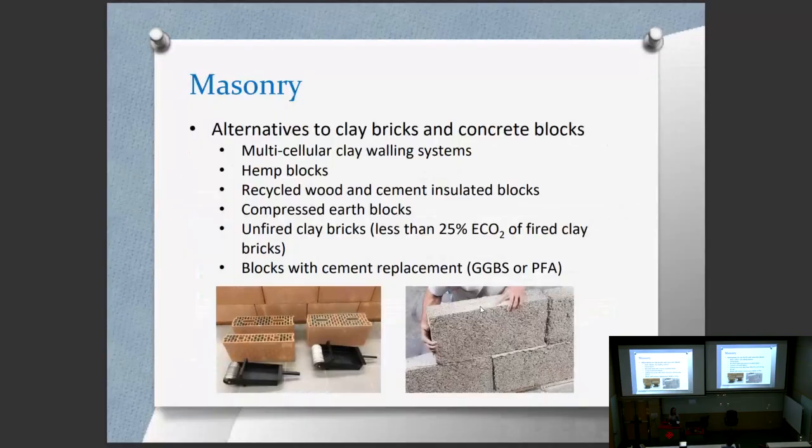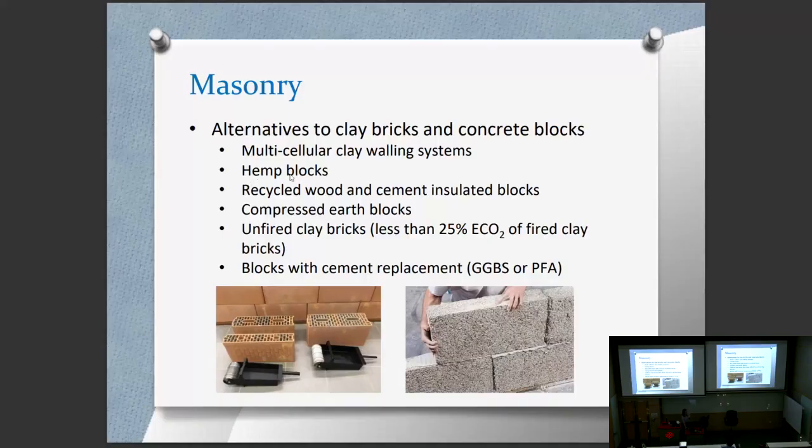And there are some alternatives to clay bricks and concrete bricks. For example, using this kind of multicellular clay walling system. In this kind of block, there are some internal cavities. So you see there are some holes. These internal cavities can reduce the weight and also provide noise and thermal insulation.